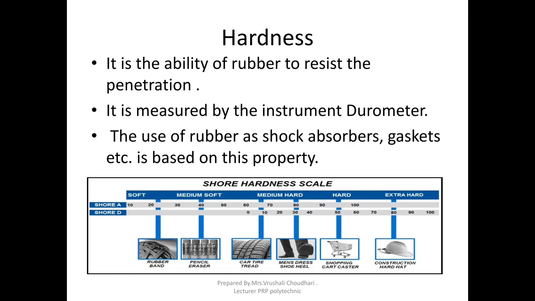Hardness. It is the ability of rubber to resist penetration. It is measured by an instrument called a durometer. Here in the diagram you can see a normal rubber band, which is very soft. Our pencil eraser, which we use in day-to-day life, is medium soft. Car tire treading is medium hard.